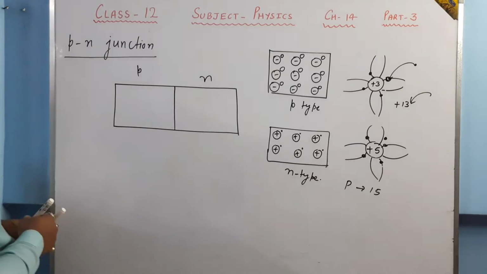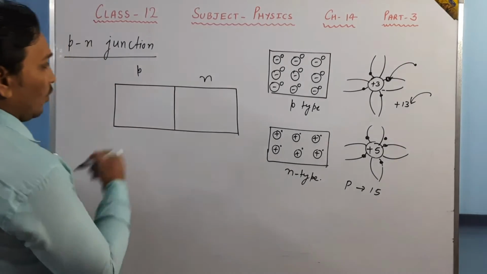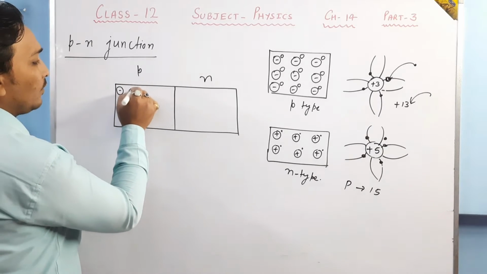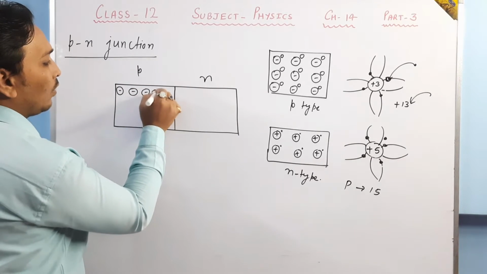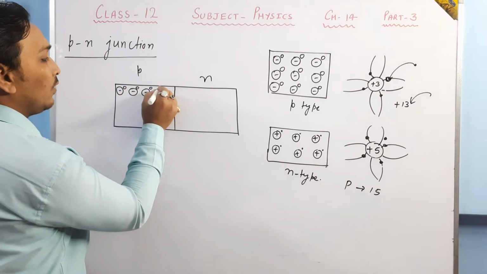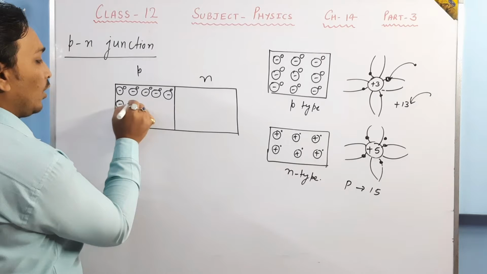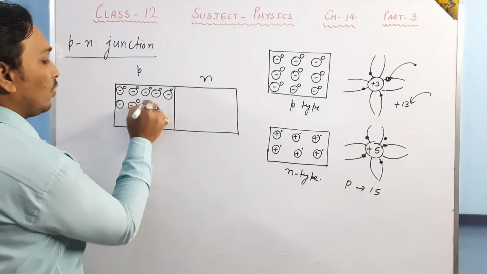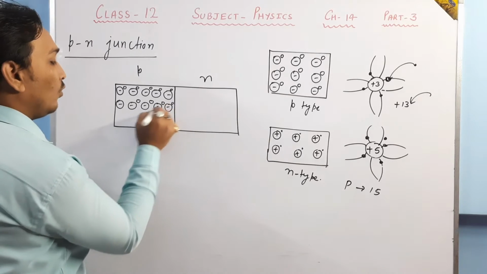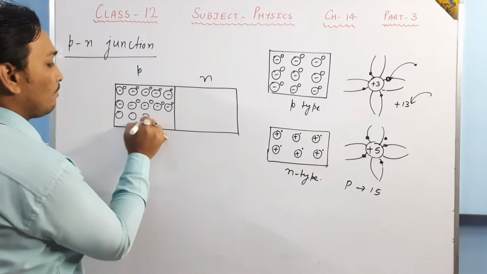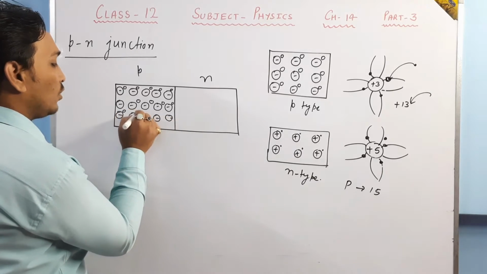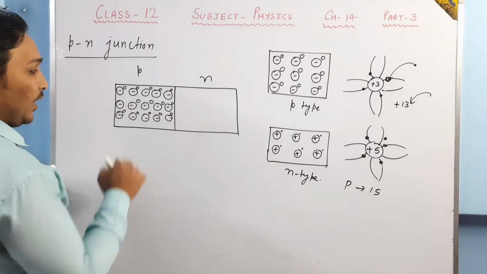So let us make the representation here also. For p-type semiconductor, negative ions, and with all the negative ions, one hole is there. So this is the representation of p-type semiconductor: negative ions and holes. Let me put all the circles together, all the holes together. So this is p-type semiconductor.